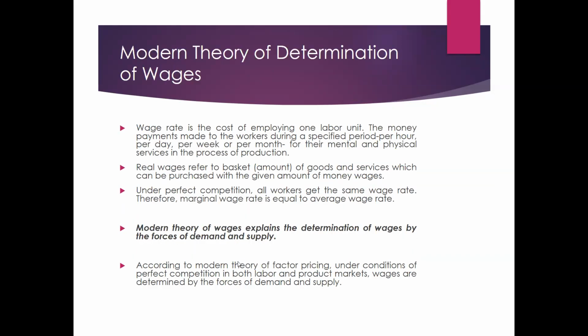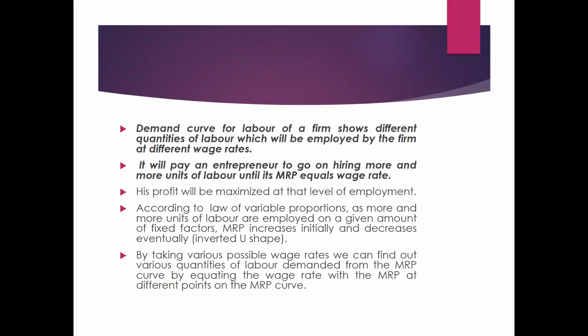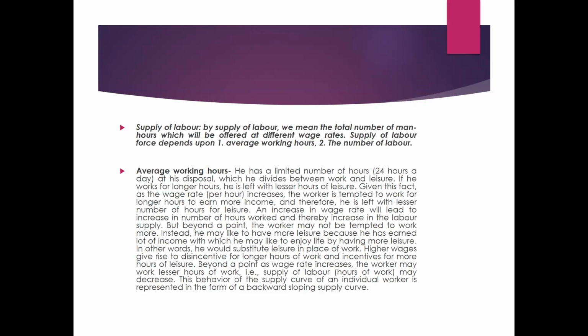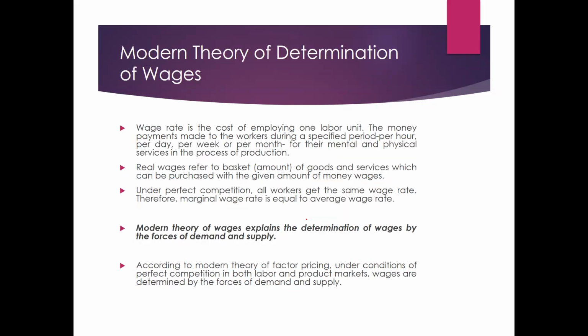So how can we decide the wage rate? These are the two important components we have discussed here. One, which is very important, is the average working hours. I said that earlier also. The other is the number of laborers, that is, how many people are offering to work as workers or labor. I hope this modern theory of the determination of wages is clear to you.